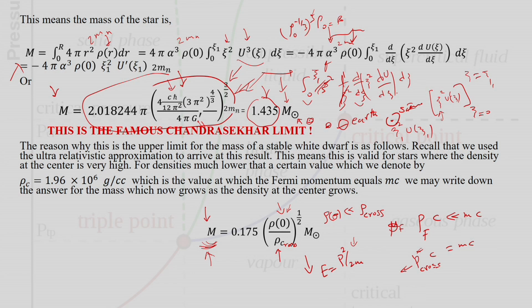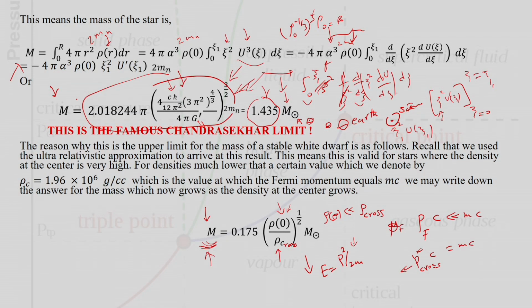You can keep increasing the mass of the star, it will be stable, stable, stable, and it will stop being stable once you cross this. Once you reach Chandrasekhar's limit, you are already in the ultra-relativistic limit. So what Chandrasekhar's limit is telling you is that you cannot cross this. If you try to cross this, the star will not be stable. That is the reason why it is the limit.